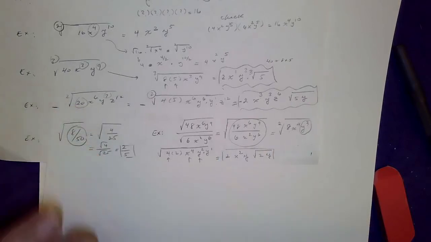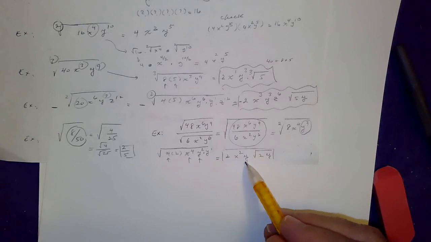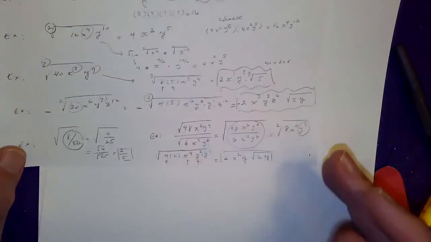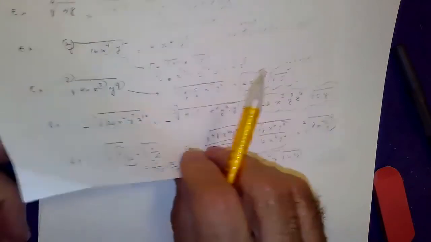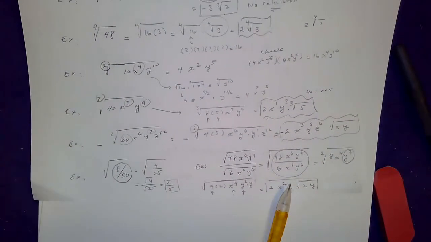Now this is the final answer. So how do you read the final answer? 2x squared y times square root of 2y. And that's pretty much how you simplify radicals. Thank you.